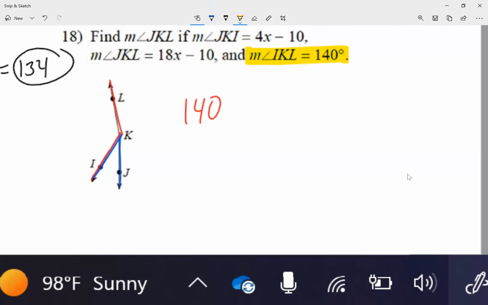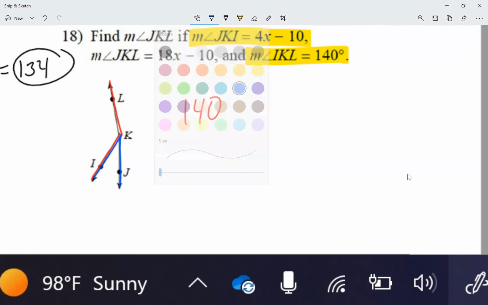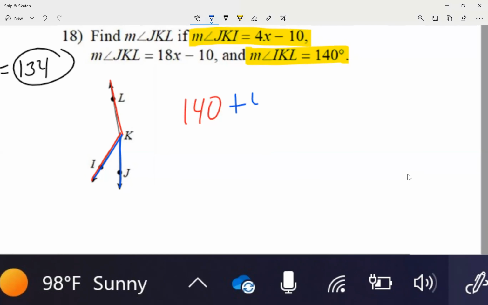So JKI, I know it's 4x minus 10. So let me add 140 plus 4x minus 10 equals. So notice how I added the two small angles. Okay, so let me erase this.